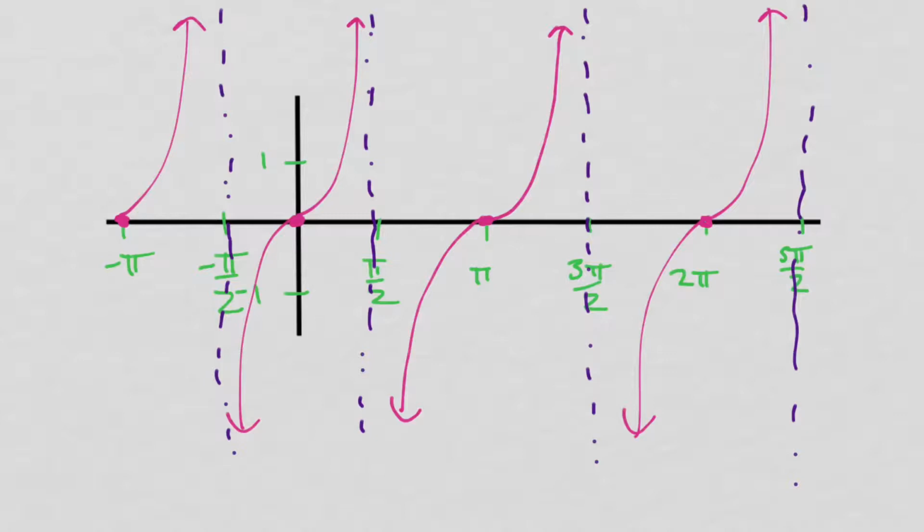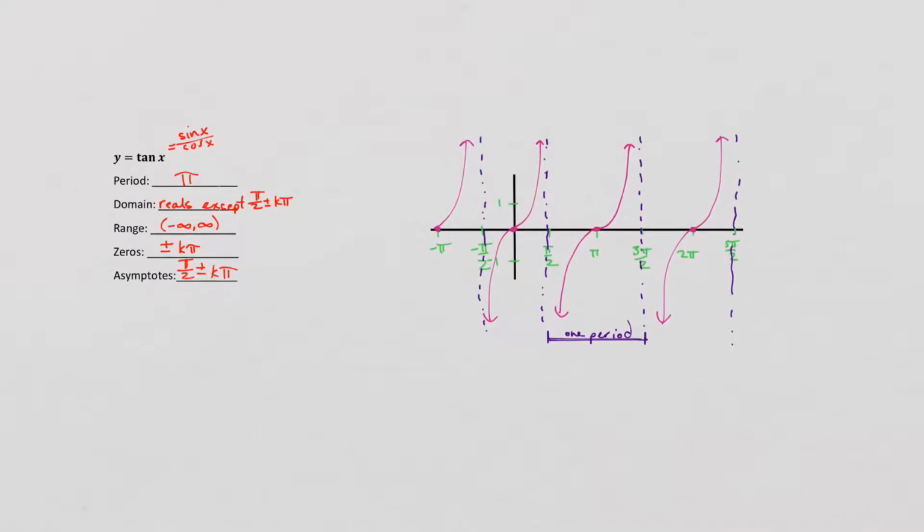Okay, now one period of the tangent would be from pi/2 to 3 pi/2, so that distance in between those two asymptotes is what we consider one period of this function. Okay, so as before, take a second if you need to, pause the video and come back and make sure you have all the information for tangent. Next, we are going to talk about cosecant.